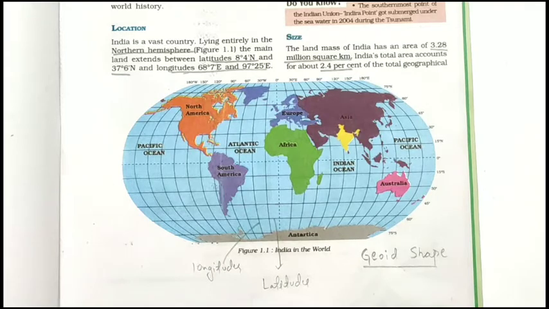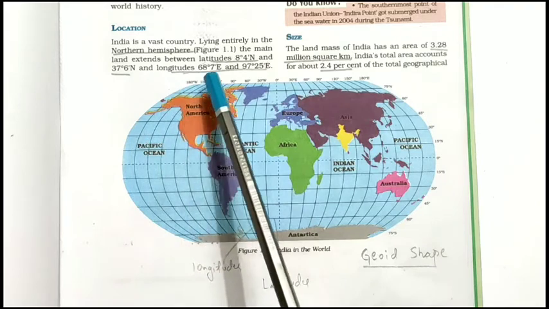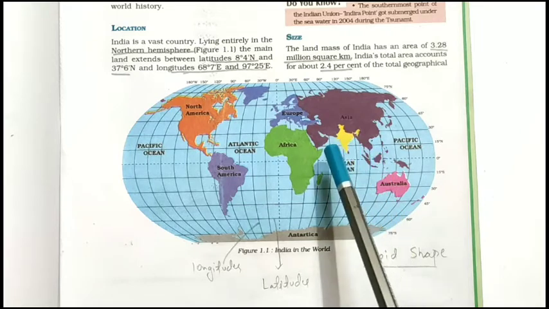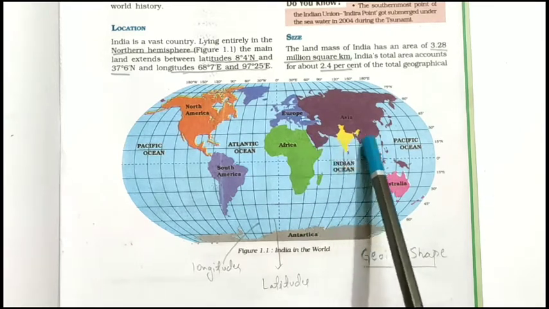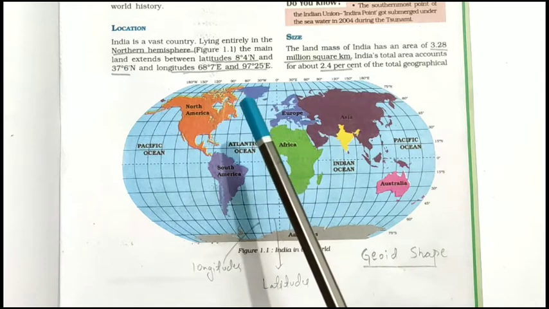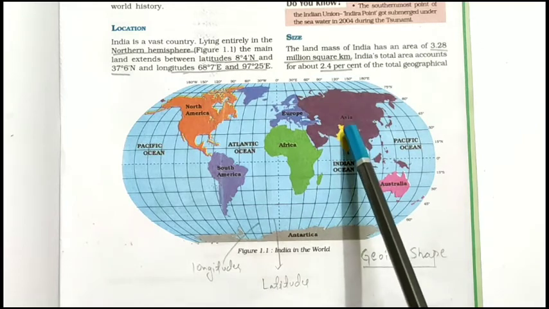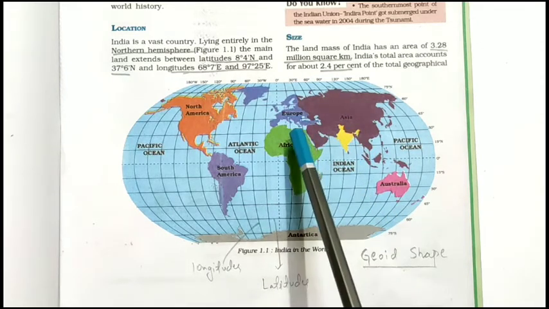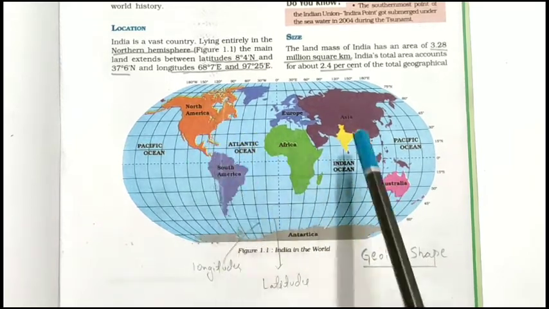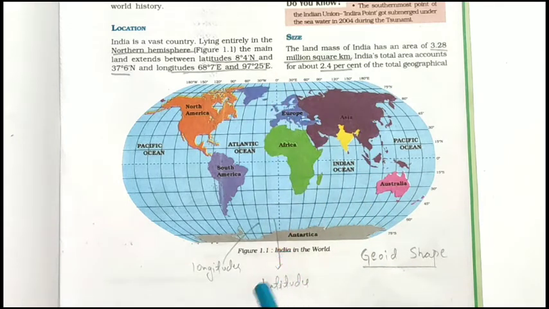Now, why do you think that latitude has been taken as north and longitude has been taken as east? See, the latitude where India lies is in the northern part. That's why the latitude has been taken as north. And the longitude has been taken as east because it lies in the eastern part of the globe. This is the western and this is the east part. This is the middle, North Pole and South Pole.